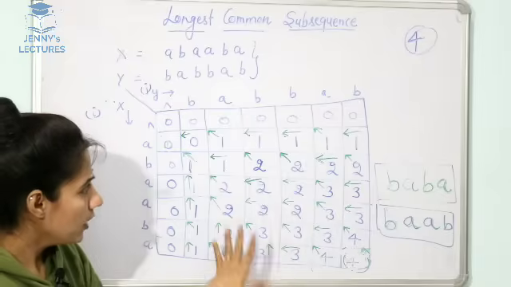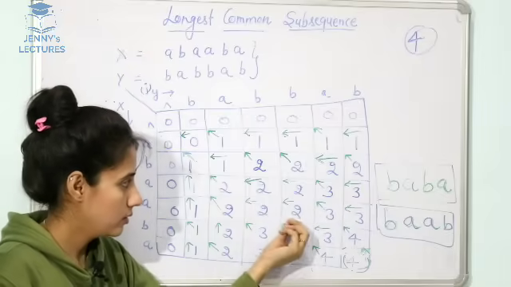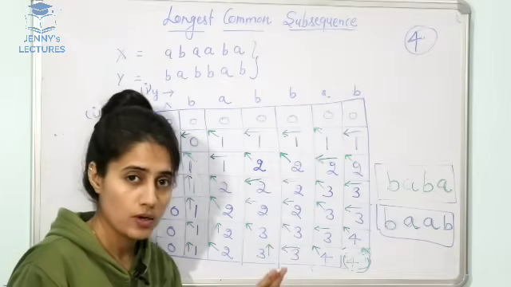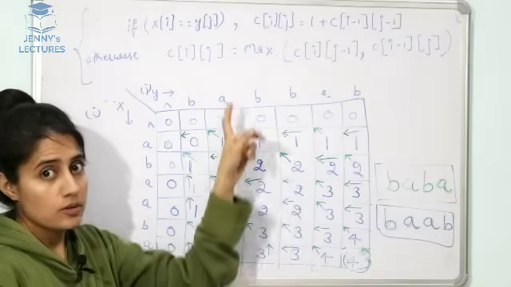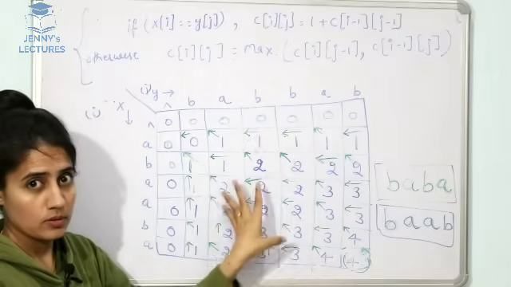Now the formula is what? How do you fill out these values? What is the formula? How will you fill it out? I will write down the formula. This is the formula. Using that formula you can fill out this table.